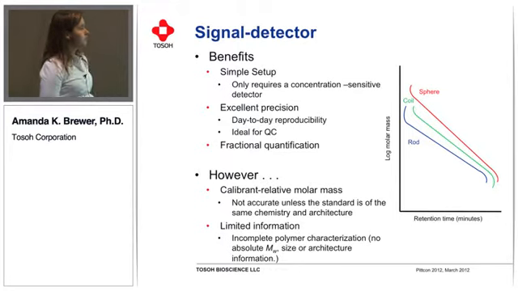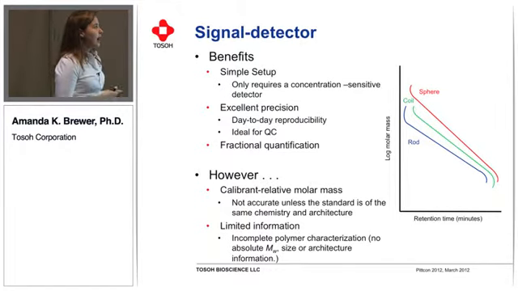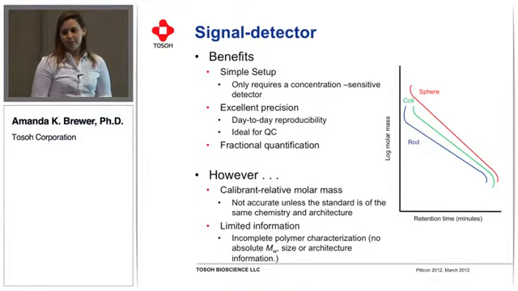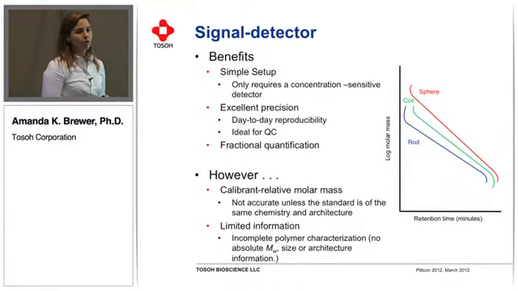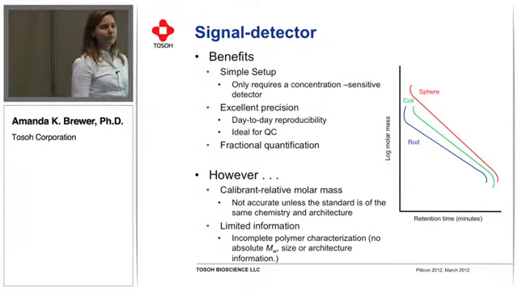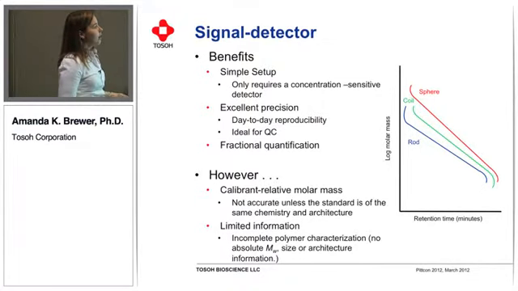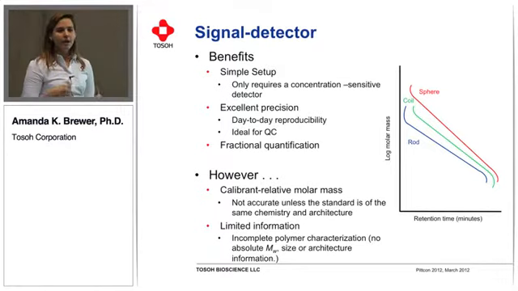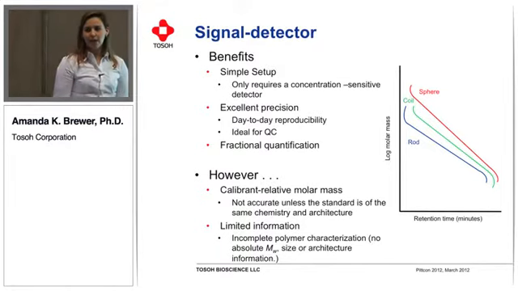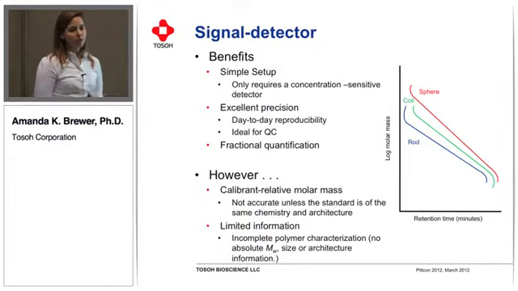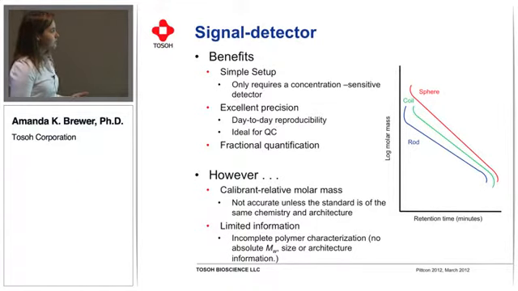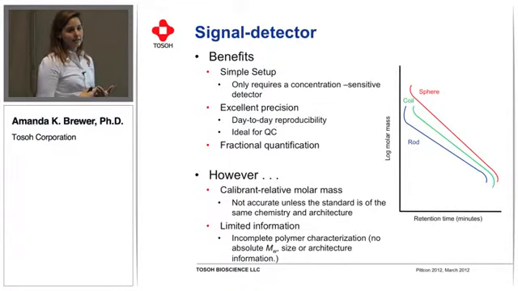So some of the benefits of a single detector system. Out of everything I'm going to talk about today, it's probably the simplest to set up. One detector that most people are familiar with, an RI detector, a UV detector. We learned about UV detectors back in probably high school, so it's something that more people are familiar with. It has the best precision. As we add more detectors, our variances are additive, so the precision of our measurements is going to decrease. So that makes it great for day-to-day reproducibility.